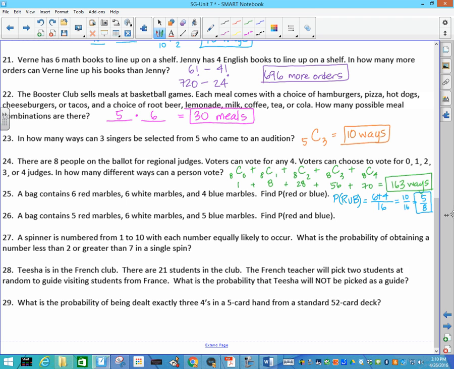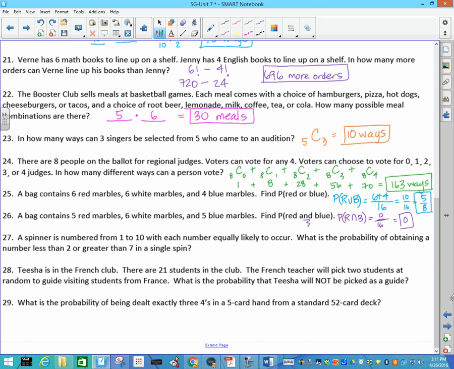Same problem. This time it says and, so I'm doing probability of red and blue. Okay? Again, how many marbles? 16. I'm only drawing one marble, y'all. It doesn't tell me I'm drawing two marbles. How many of these marbles are red and blue? None of them are. So the answer here is 0.